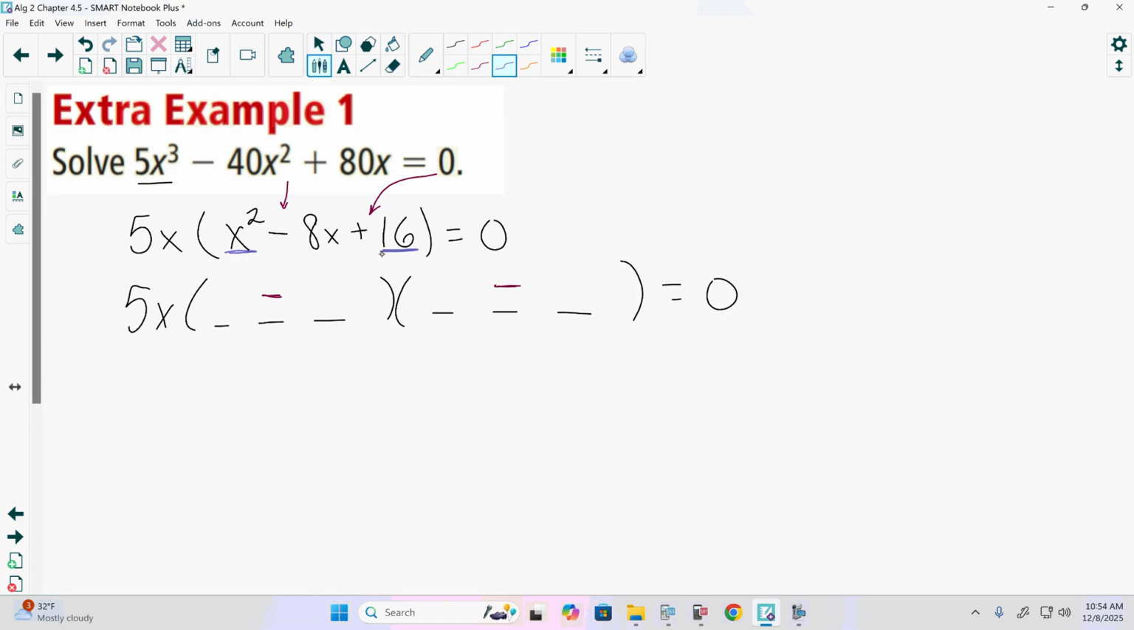Find the factors of the first and third term. So our factors of x squared are going to be x and x. Those are the only factors of x squared that we can have, so we go on and plug those in. Now 16, on the other hand, has several different factors. We have 1 and 16, 2 and 8, and we also have 4 and 4. Which set of factors do we want to try first? 4 and 4.